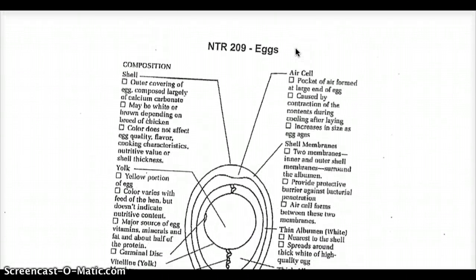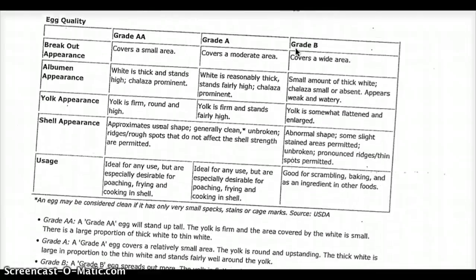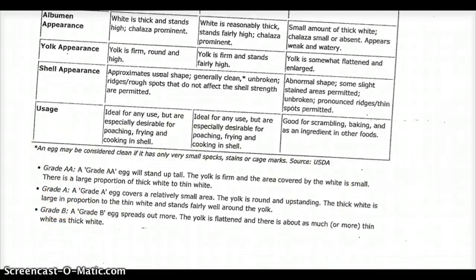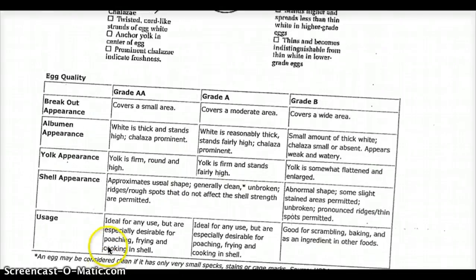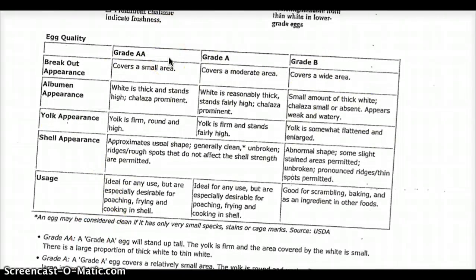Know your composition of your egg. Again, this is mainly for the pre-lab. Here, let's see what we have. Know your grades. Again, this is important. You're going to go over that a lot. You're mainly looking at remembering the grades, grade AA, grade A, and grade B when it comes to eggs. And I think that's it.